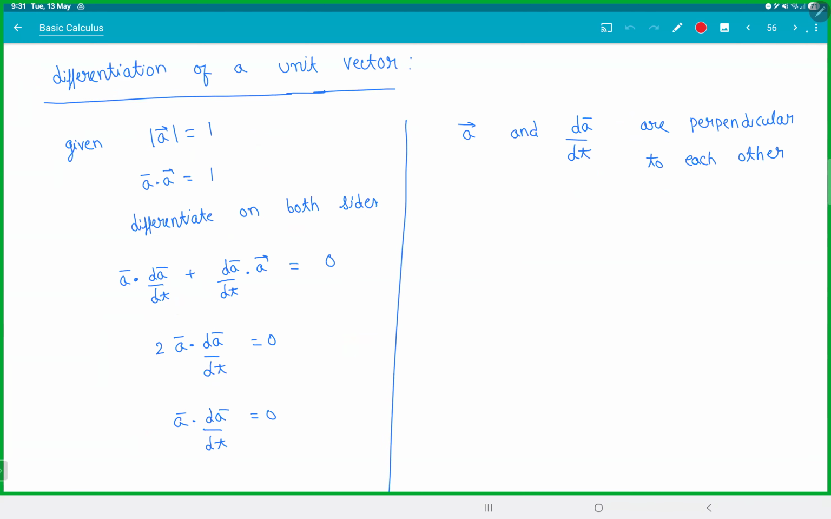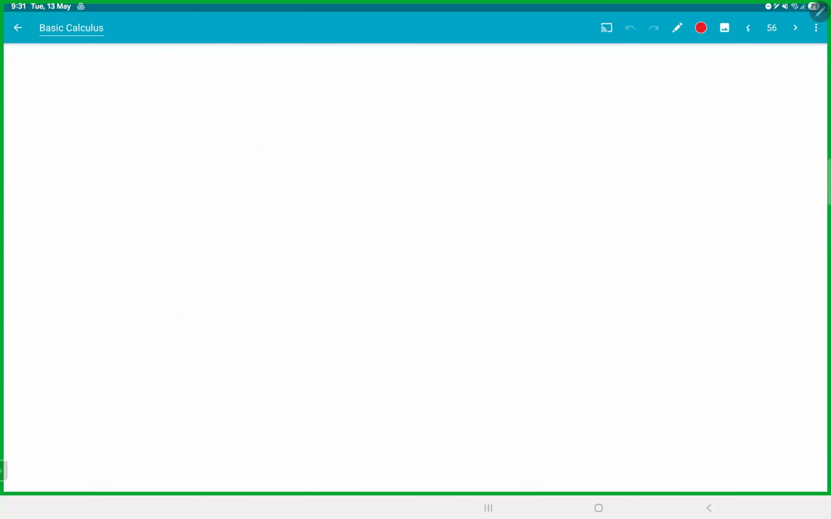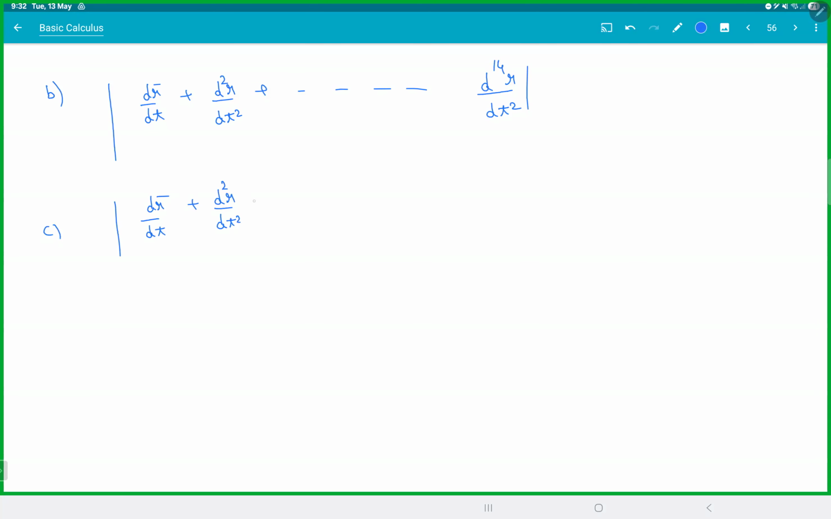Based on this, can you tell me the answer for this one then? What if I give you this: dr by dt, d square r by dt square, and so on till d14 r by dt 14. And dr by dt, d square r by dt square, so on till d15.